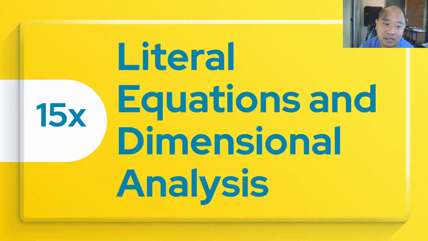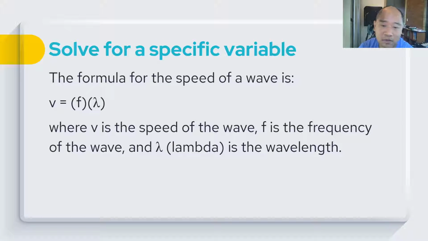This is lesson 15. So, when we're solving literal equations, we're often solving for a variable. And when we solve for a specific variable, that means we're solving for one of the variables in an equation. So here's the formula for the speed of a wave, where v is the speed of the wave, f is the frequency, and lambda is the wavelength. That's just an example of a formula in which we solve for v, the speed of the wave.